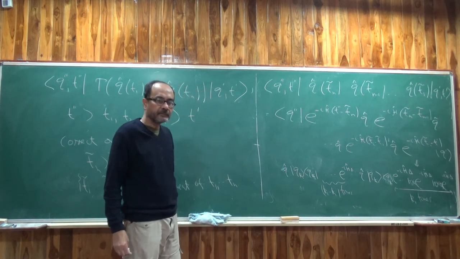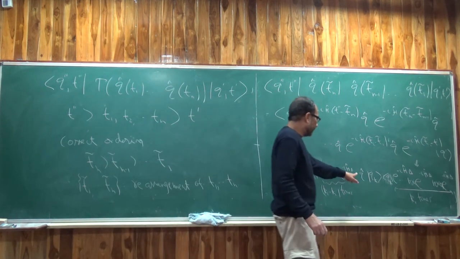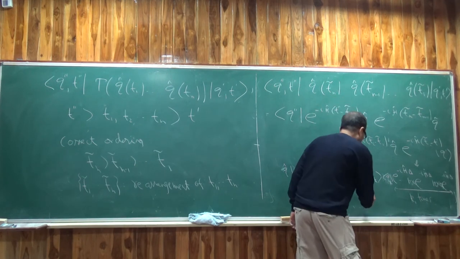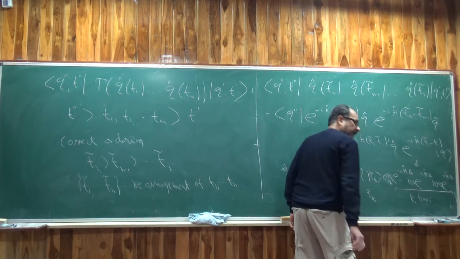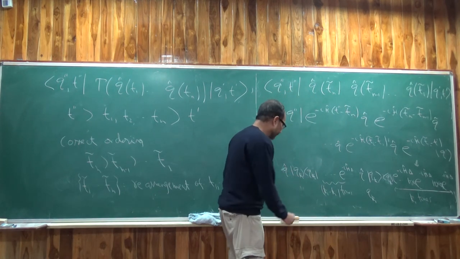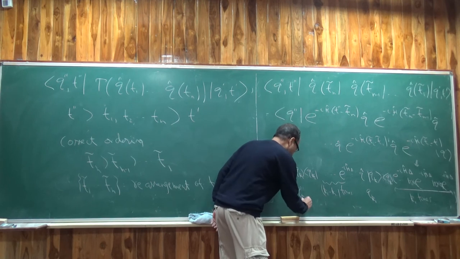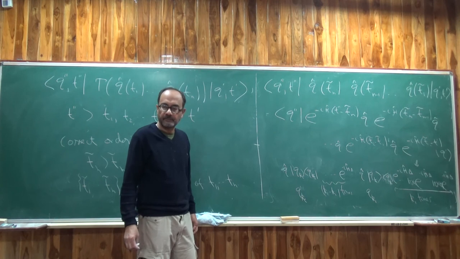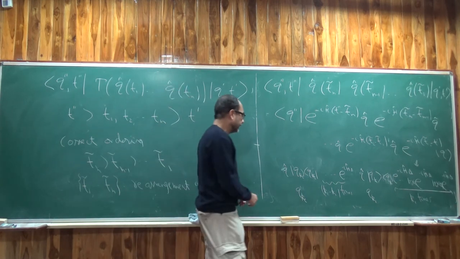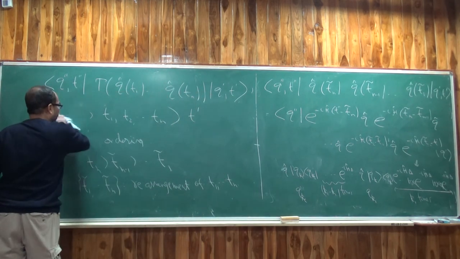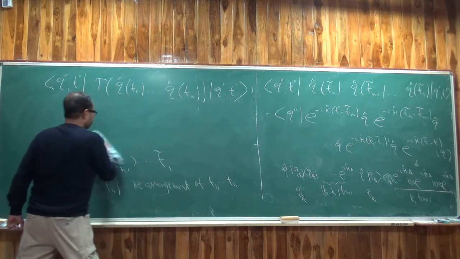But now you see that because q hat acts on a q eigenstate, this just gives a factor of qk1. Here q hat acts on qk2 again, this gives a factor of qk2. And so on. Is this clear? Then what's the result of the path integral? Then you can just carry out the analysis exactly as before.